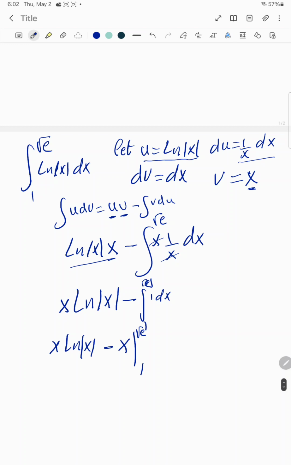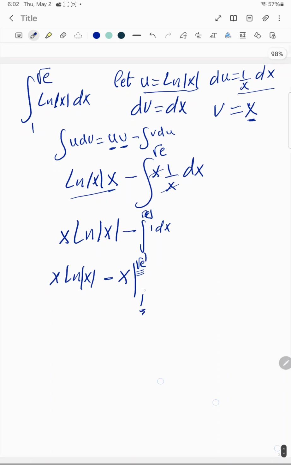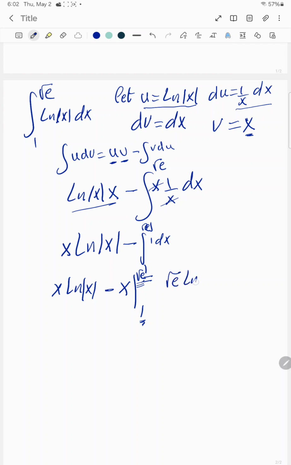And now all I have to do is replace x by square root of e, my upper bound, minus I will replace another time x by 1, my lower bound, and I would have my answer. So this is equal, if I replace x by square root of e, it becomes square root of e ln of square root of e, and here I don't have to put the absolute value because square root is always positive, minus square root of e.